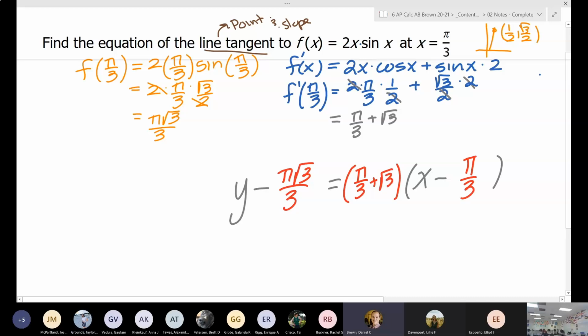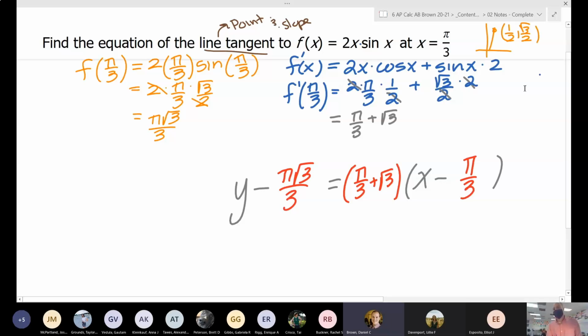I often don't simplify my tangent line. I know you're probably used to writing the equation of lines in slope-intercept form. I tend to just leave mine in point-slope form so I can avoid having to distribute and move things over and isolate y. But this is the tangent line. And I did want to remind you again, that is the actual equation of the tangent line.